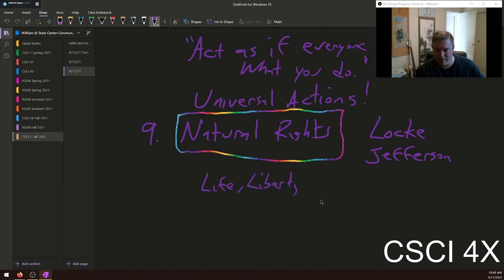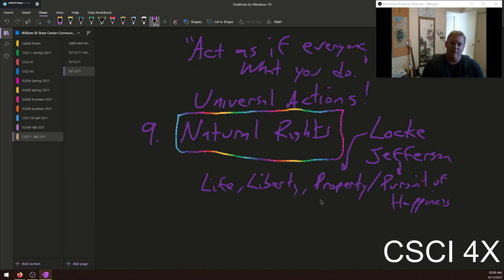liberty, and property, or the pursuit of happiness, which was a movie, I think, a few years back, right? So Locke said life, liberty, and property. Jefferson said pursuit of happiness.